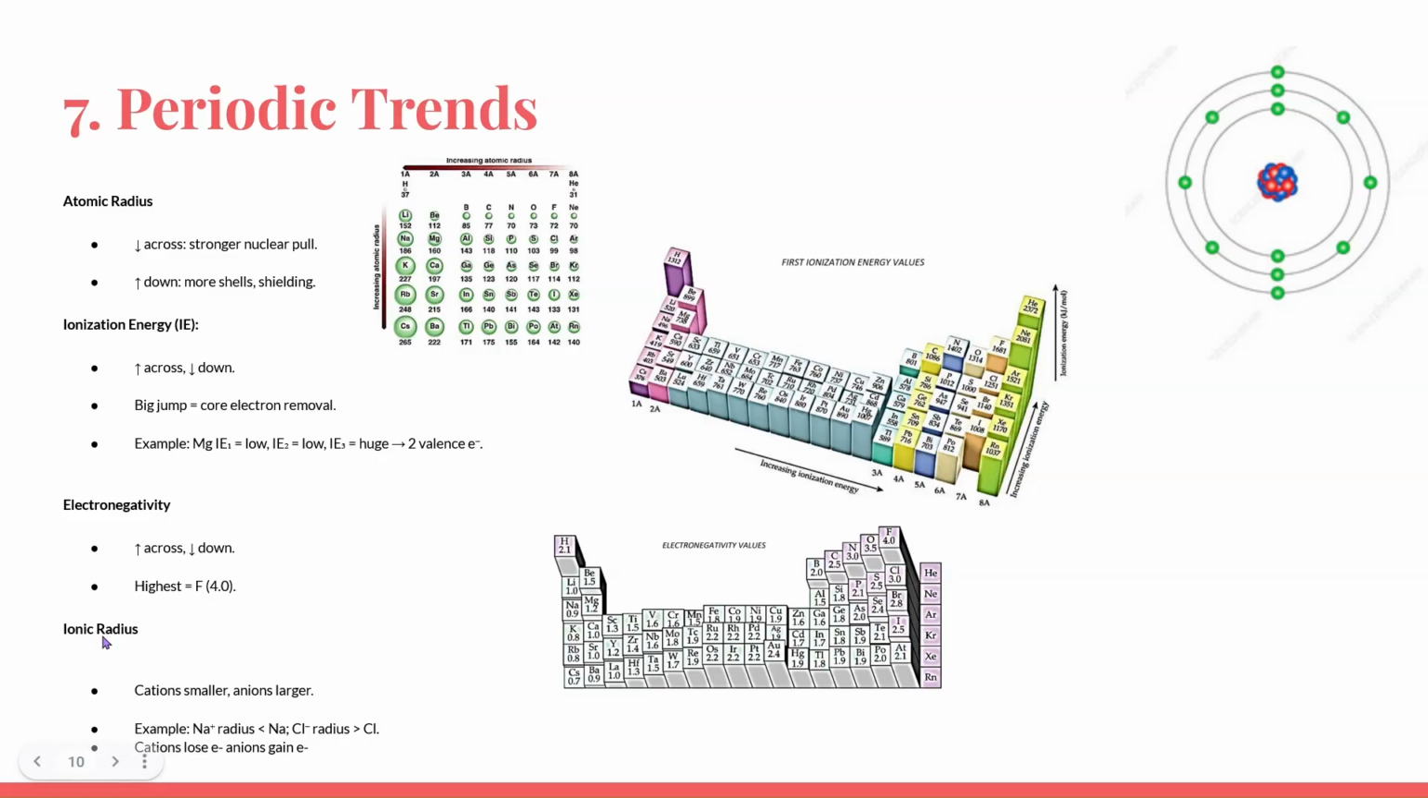And then for ionic radius, cations are smaller, anions are larger. We talked about that earlier in the video. For example, the Na+ radius is smaller than Na because it lost an electron, so there's less electron repulsion in the shell, so the radius decreases. And then the Cl- radius is greater than Cl because it gains an electron, and so there's more electron repulsion in the shells, and so the radius increases. So cations lose electrons, anions gain electrons.